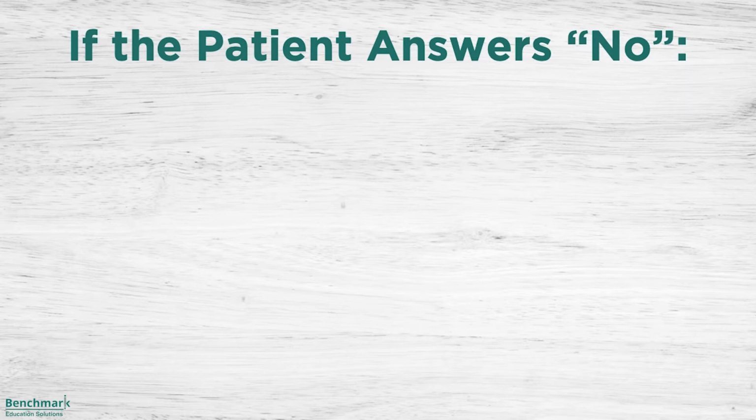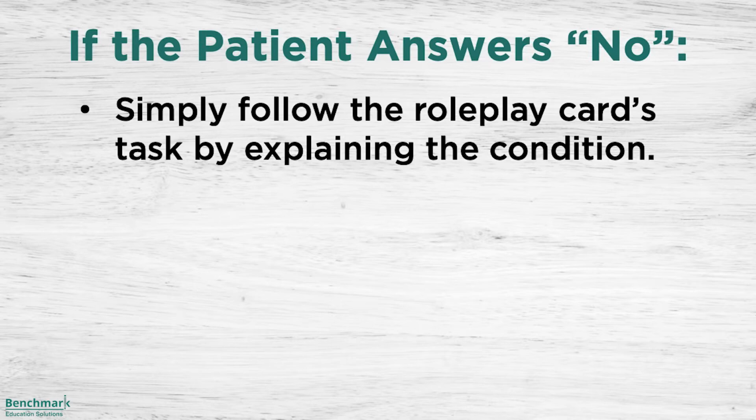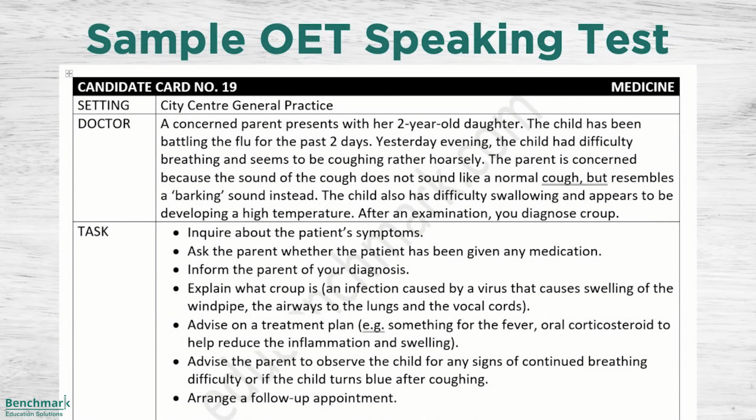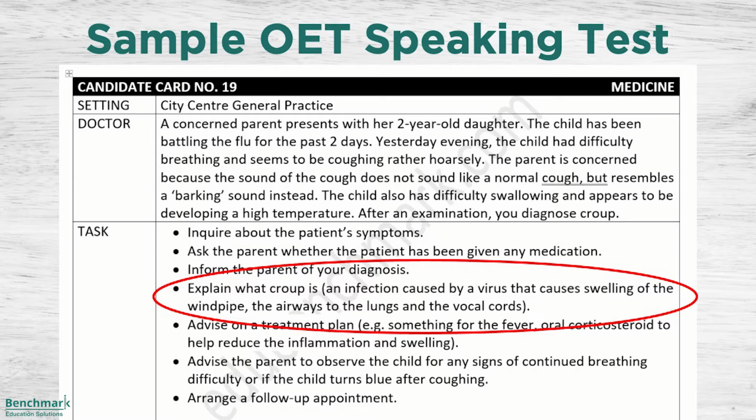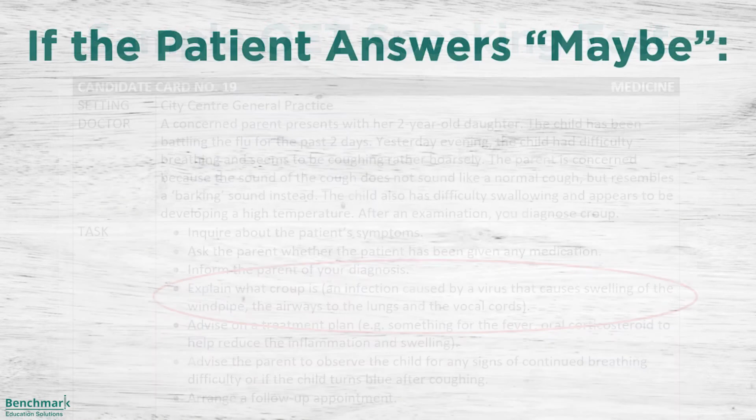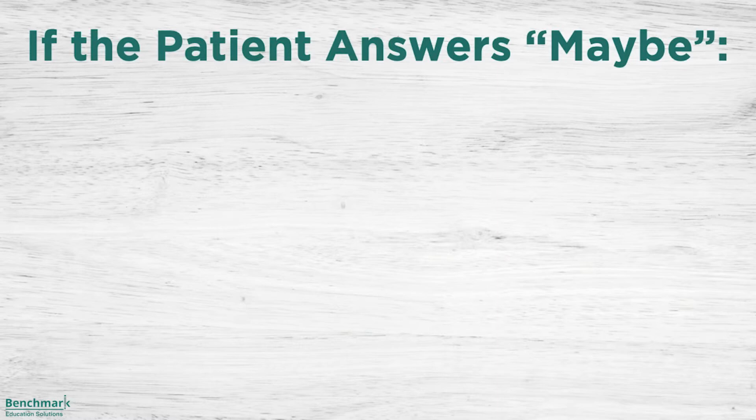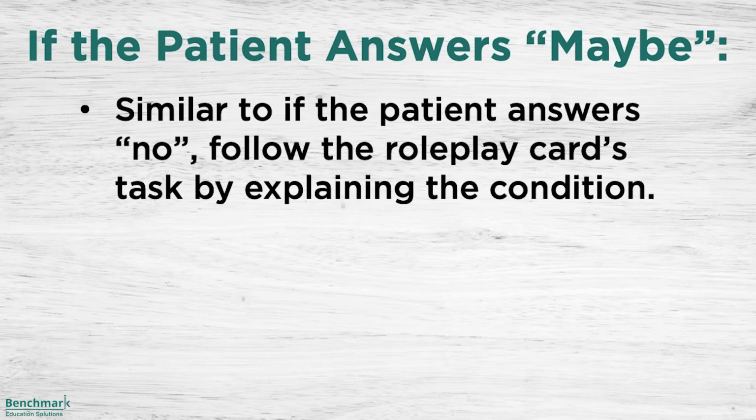Well, of course, the simple answer is already in the role-play card, and this is what you should follow, that croup is an infection caused by a virus that causes swelling of the windpipe, the airways to the lungs, and the vocal cords. Simple answer, and isn't time-consuming. What if they say maybe? So, in other words, they might say, yes, I've heard of it, but I don't know what causes it. Well, again, you have to follow the task that is explain what croup is. That's the task. And again, you offer an explanation.